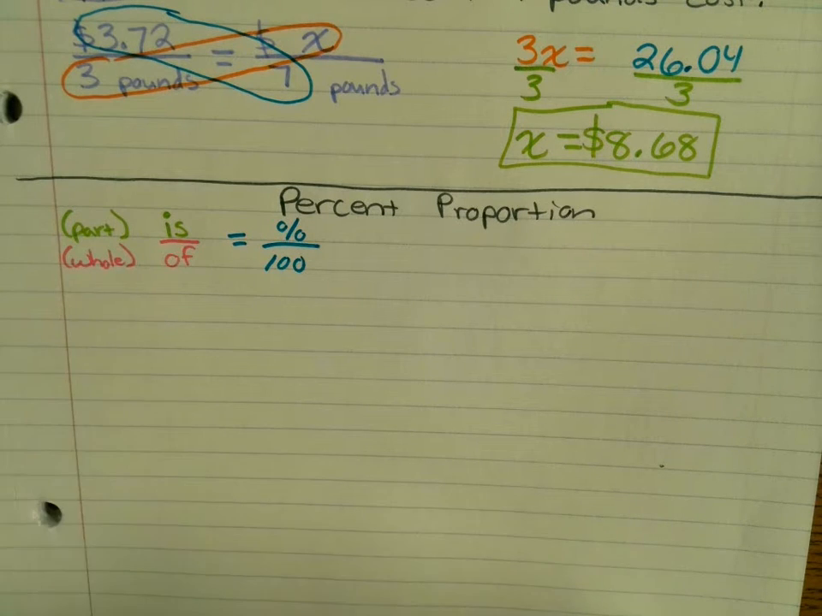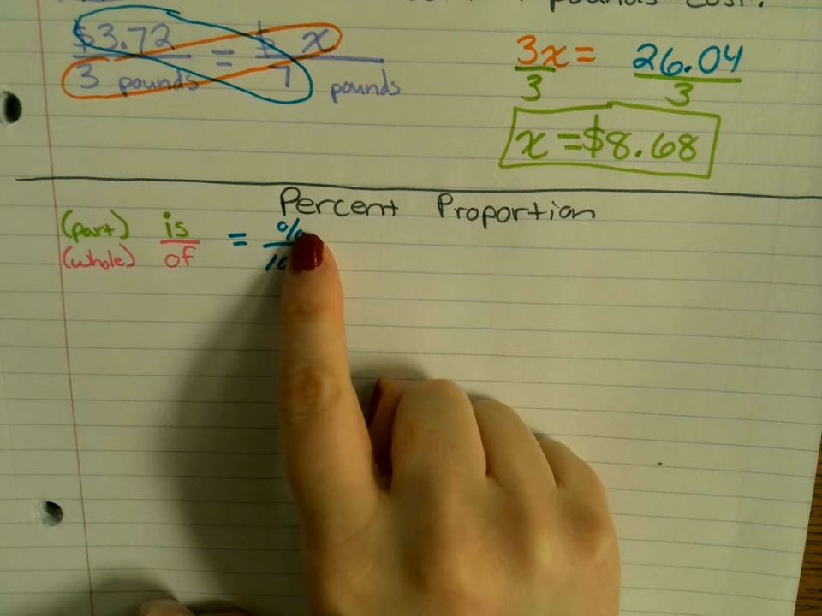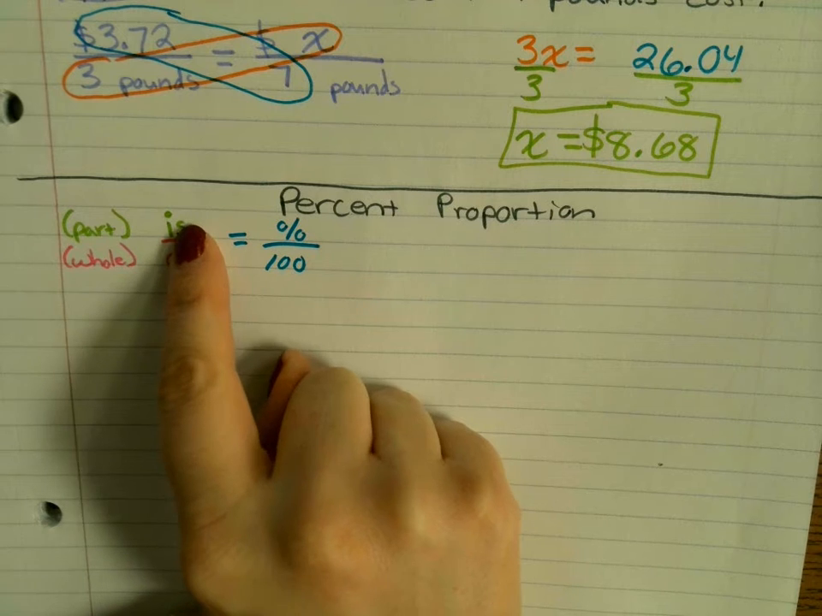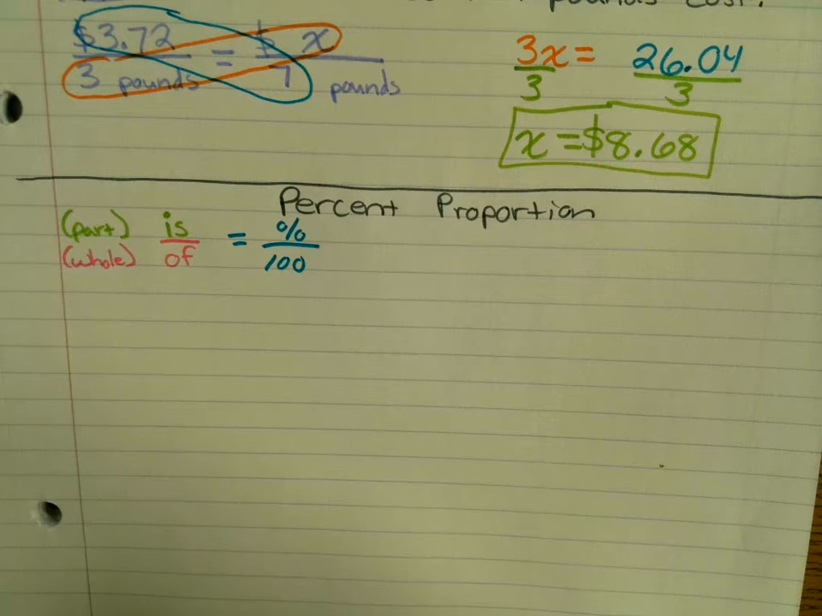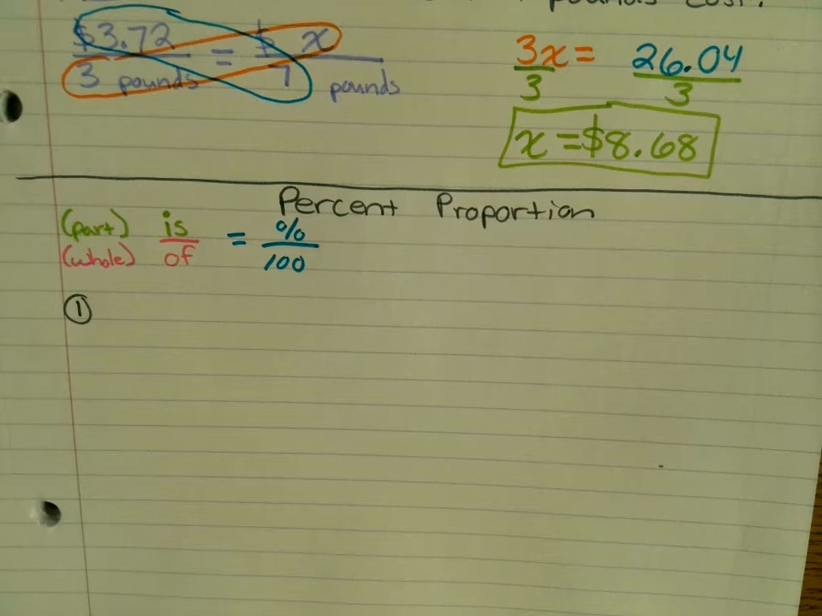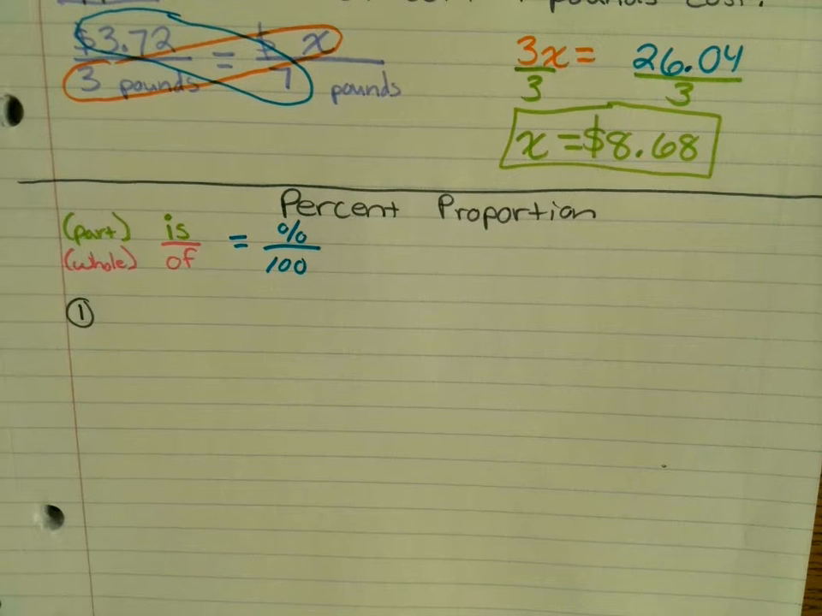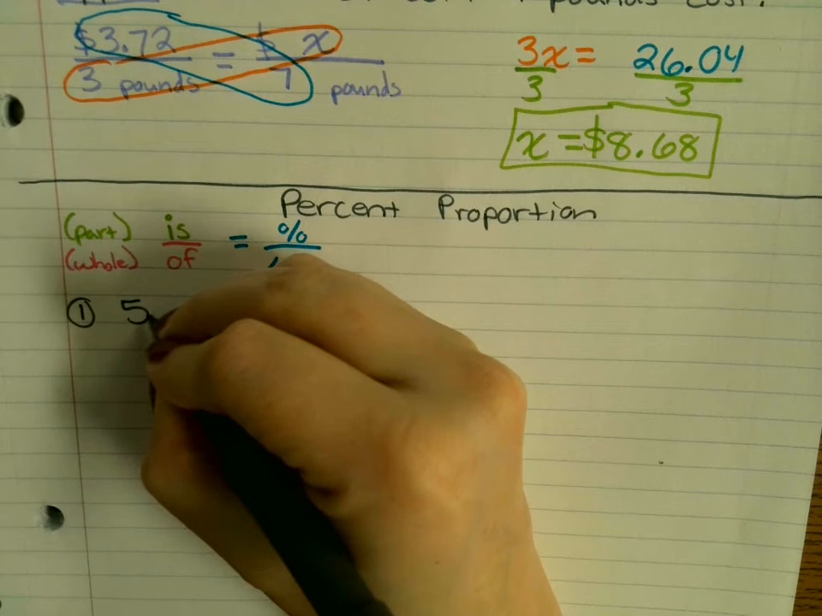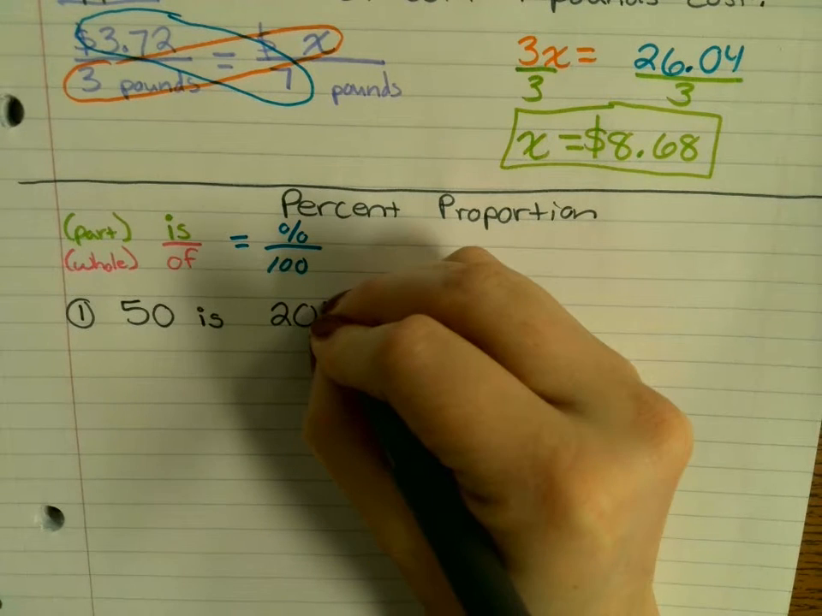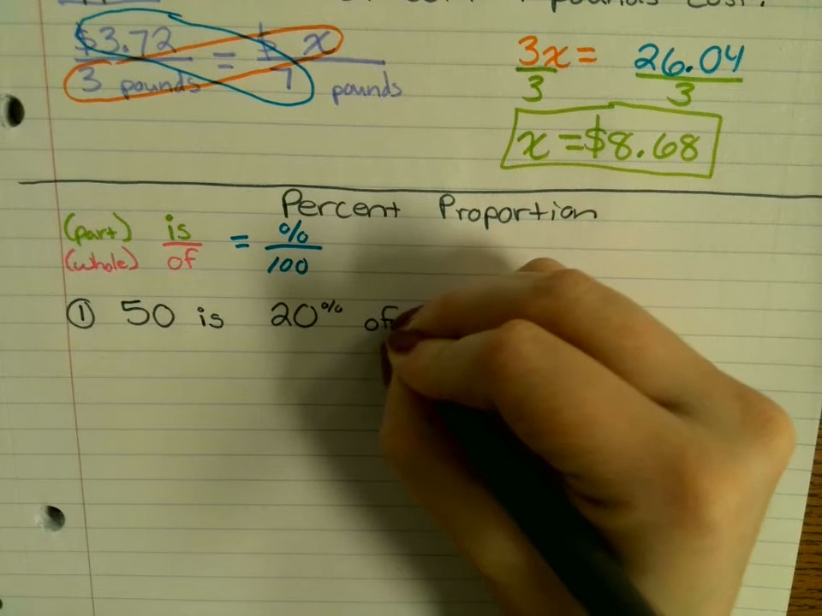Sometimes you have to find the percentage. Sometimes you have to find the whole. Sometimes you have to find the part. It depends on the wording of the problem. Now, some of the problems are very straightforward statements. What I mean by that is it's a single sentence using the terms is, of, and percent in the problem. So, for example, 50 is 20% of what number?